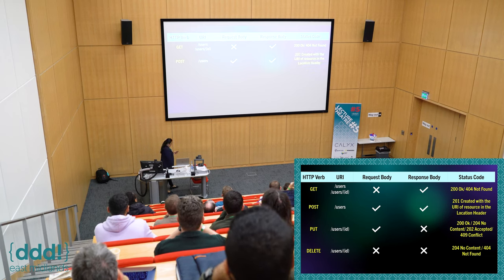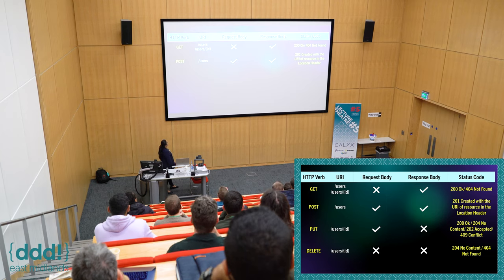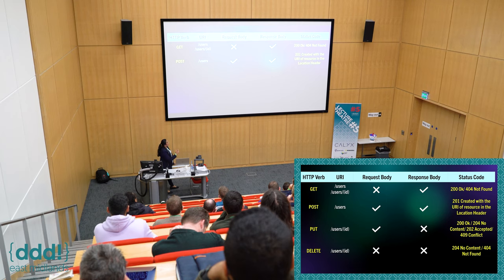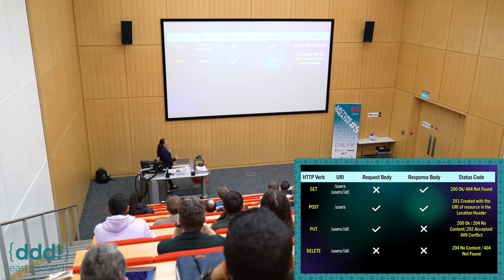Then you have the POST, which again acts on the users. Note that it is on the collection, that is the users, that it is acting upon. That can be used to create a user. It has a request body and has a response body, and what gets returned is 201 as a status code, and the newly created resource, that is a user. The URI of that newly created user would be returned to you in the location header.